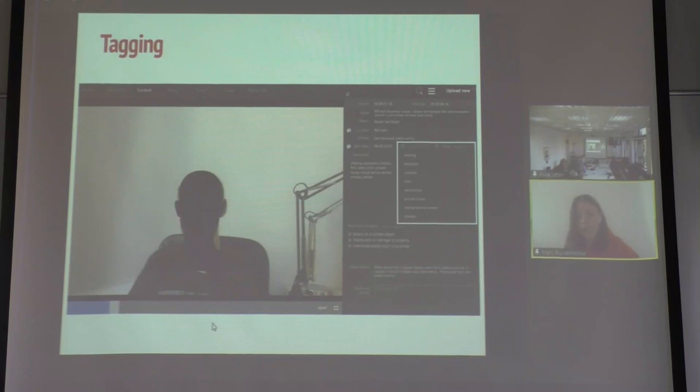And of course, our tagging coordinators have to do it through different time codes, because the interview, as you can see, is really long, 50 minutes. So yeah, they have to look at it very carefully and cut it into small pieces.